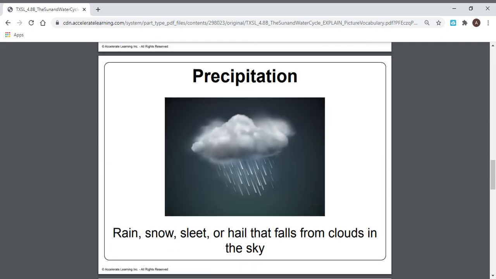Precipitation is rain, snow, sleet, or hail that falls from the sky and from the clouds. So again, the clouds are a buildup of condensation, and once it's so heavy, we have precipitation happen. So we have condensation in there, and then it gets heavy, then we'll have precipitation, the rain, snow, sleet, hail from it.